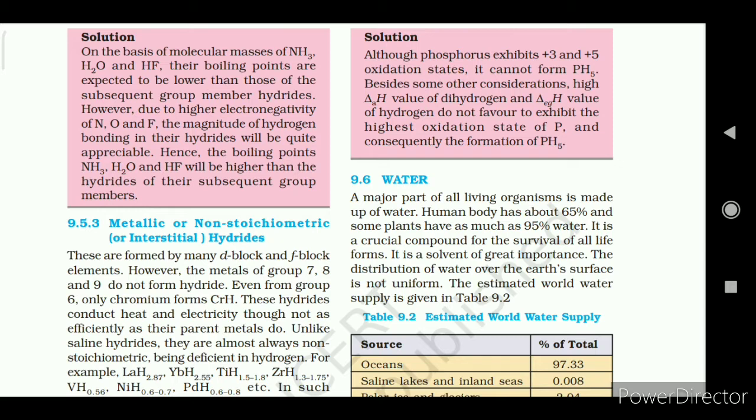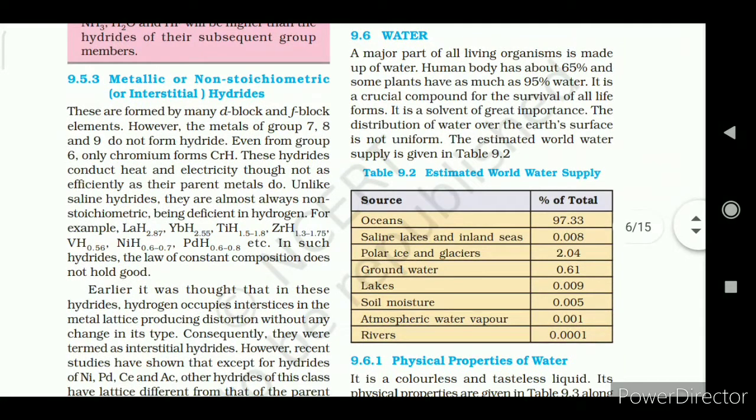9.6.1 Physical properties of water. It is a colorless and tasteless liquid. Its physical properties are given in Table 9.3 along with the physical properties of heavy water. The unusual properties of water in the condensed state are due to the presence of extensive hydrogen bonding between water molecules. This leads to high freezing point, high boiling point, high heat of vaporization and high heat of fusion in comparison to H2S and H2Se. In comparison to other liquids, water has a higher specific heat, thermal conductivity, surface tension, dipole moment and dielectric constant, etc. These properties allow water to play a key role in the biosphere.